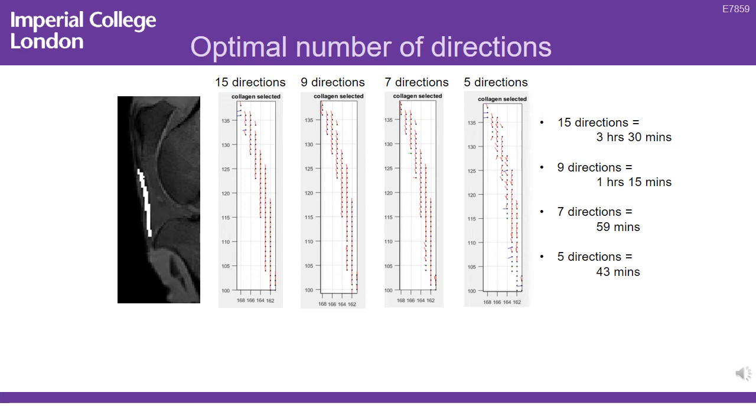Then a patella tendon was selected to compare the different numbers of directions using a segment from a single slice through the patella tendon, which consisted of around 100 voxels. The scan times are shown on the right. Clearly, they're still far too long for a patient examination, but they don't involve any speed-up processes such as parallel imaging, SMS, or anything along those lines.